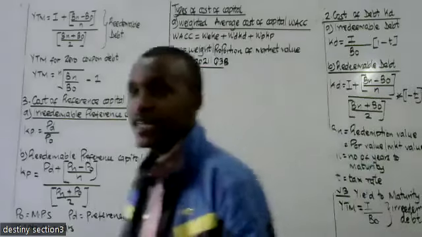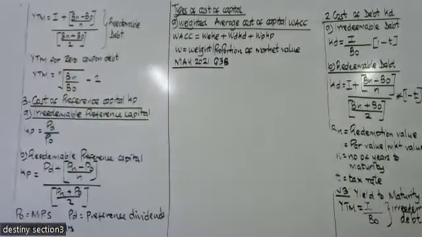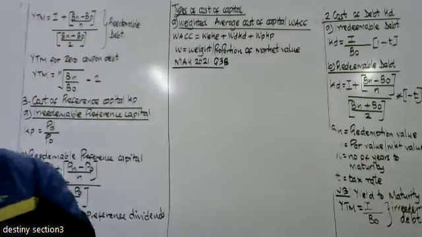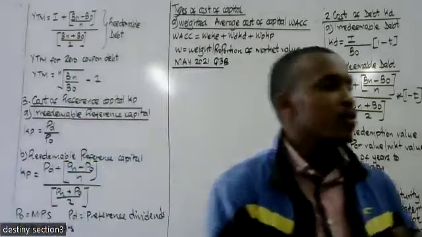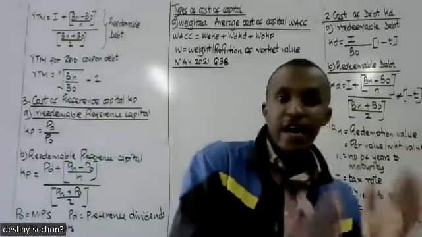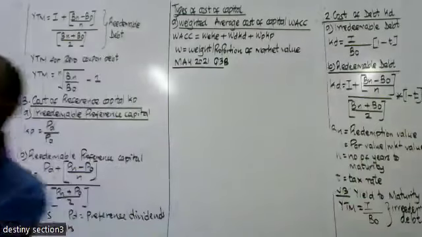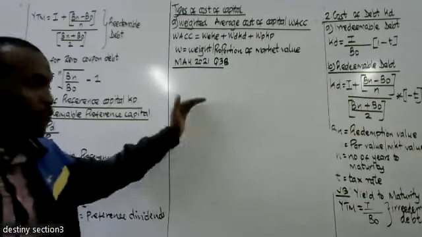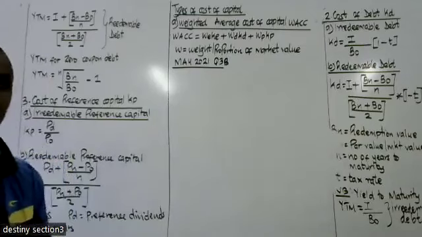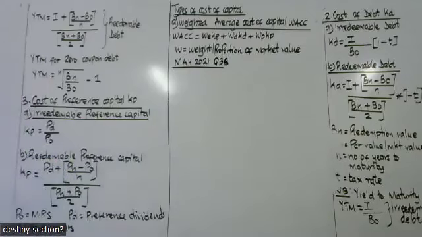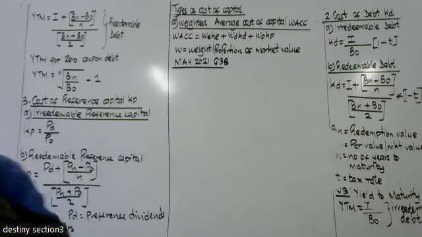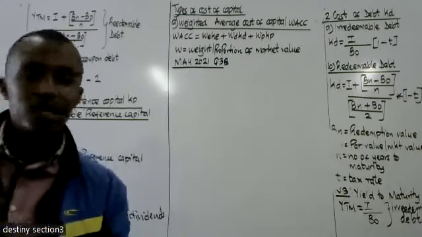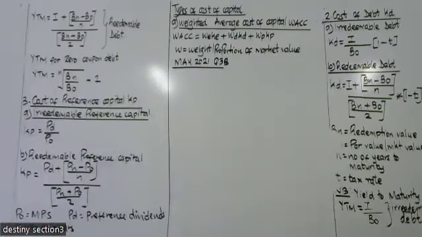So effectively, if you break the cost of capital down, you have ordinary shares, retained earnings, your debt, and your preference shares. When they ask you for the cost of capital, you have to determine the cost of capital for those items: equity, which is ordinary shares and retained earnings, debt, and preference shares.